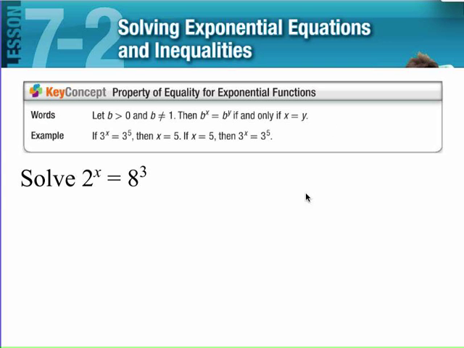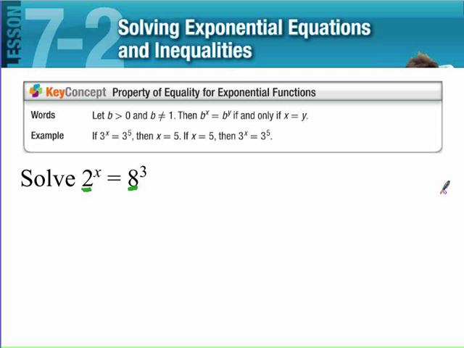And inequalities. So if you notice, first of all, they have the property of equality for exponential functions. Basically, what it states is that if b to the x equals b to the y, so if your two bases are the same, your two exponents are the same. Okay? So if your two bases are the same, your two exponents have to be the same. And so if you look at the very first example, I say solve 2 to the x equals 8 cubed. In order for us to equate the exponents, these numbers have to be the same, and currently they are not.